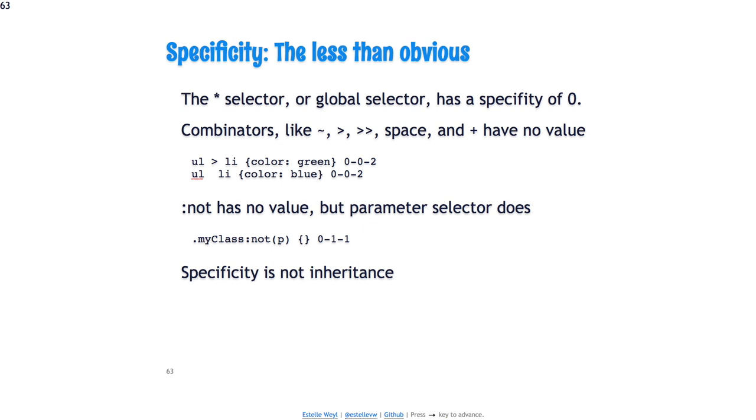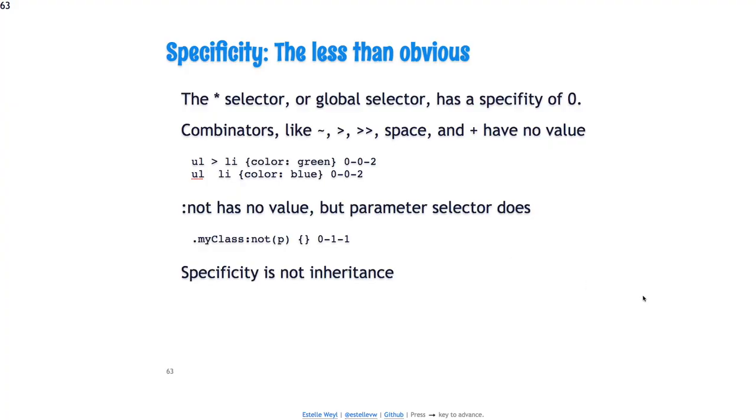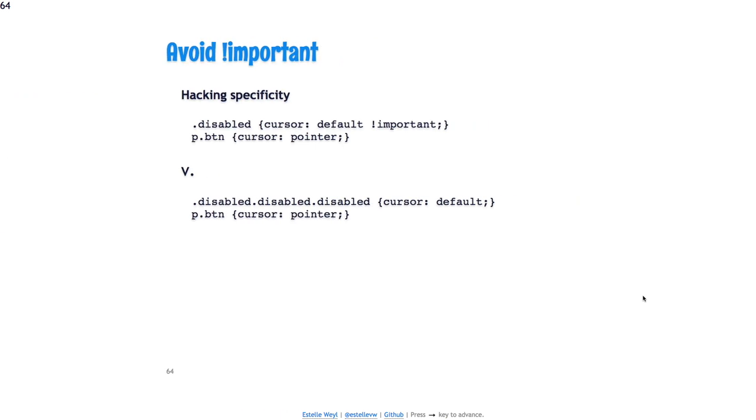The not has no value, but the parameter of that selector does. And specificity is not inheritance, which is basically when, just because you're really, really specific, if you're not targeting that last element, it might not inherit from its parent. Like links don't inherit the color from its parent. So you can be super specific and forget to mention the A, which is not going to change color. So always remember that you can be super specific, but other stuff might inherit in a different way.